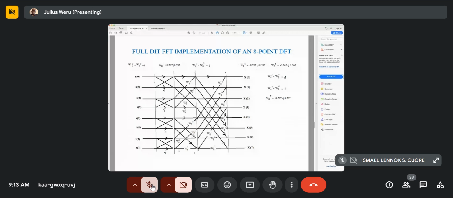But you can work it out. It's easy. Just use Euler's formula so that you have cos minus j pi.